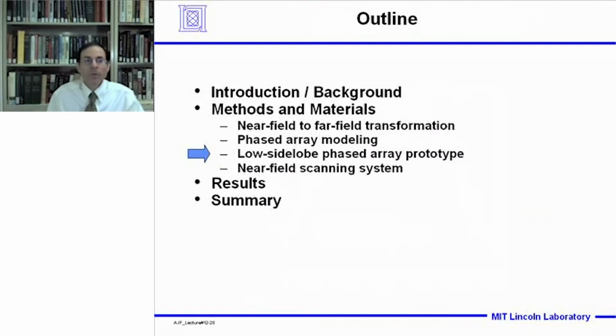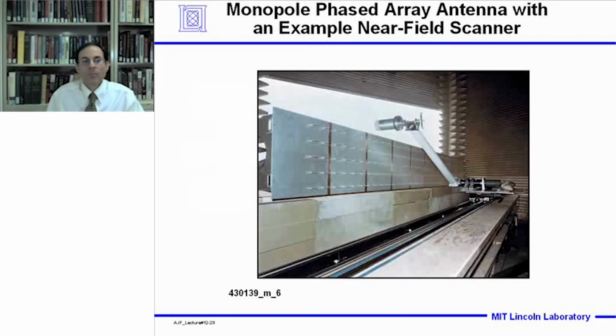So let's now describe a low-side-lobe phased array prototype. A large monopole array with 32 radiating elements was fabricated. This array contained 2 rows of passively terminated elements surrounding the 32-element active array. This photograph shows a typical near-field scanner that can be used to sample the near field.